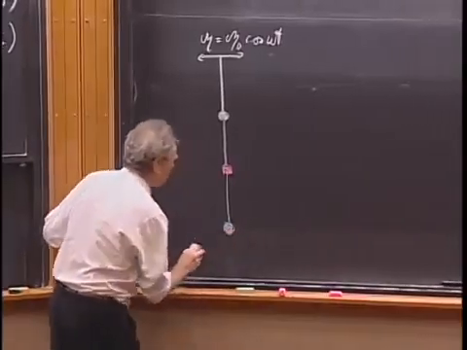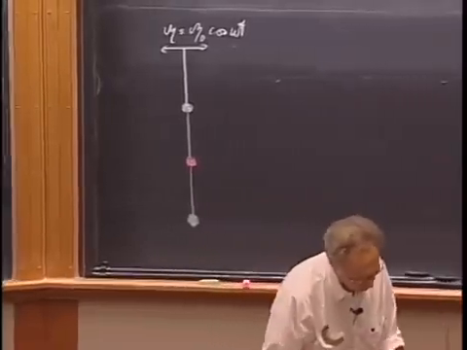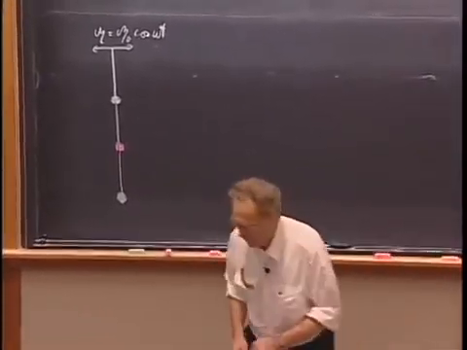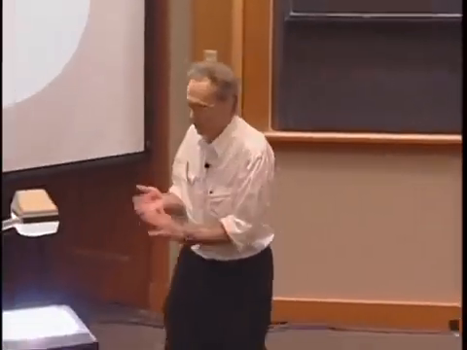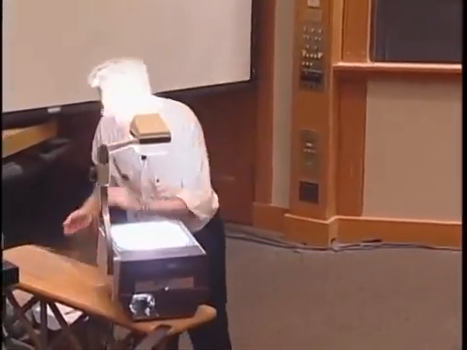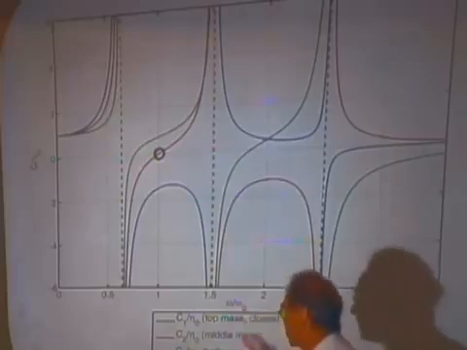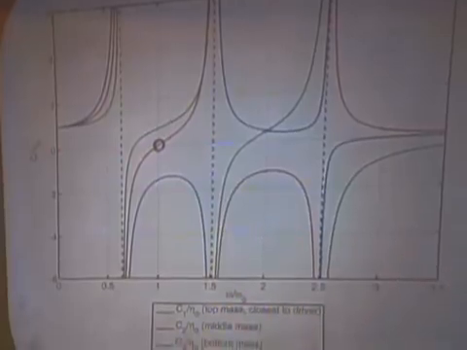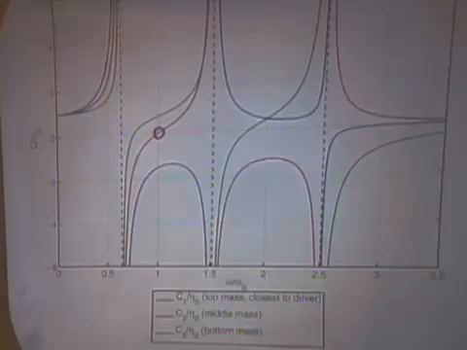That is the color code that we have on our plot, which will be put on the web this afternoon. So here it comes. There it is. Horizontally, we plot again omega divided by omega 0, where omega 0 is the square root of g over L, the resonance frequency of a single pendulum.